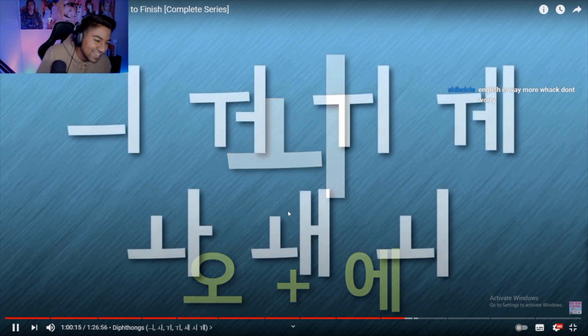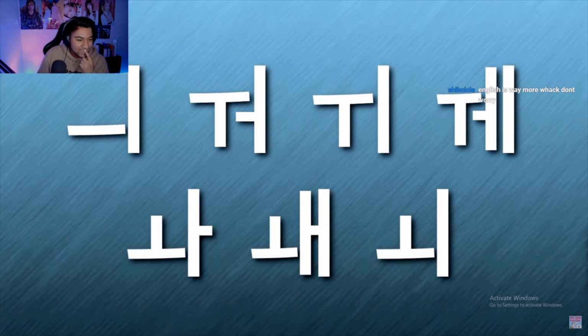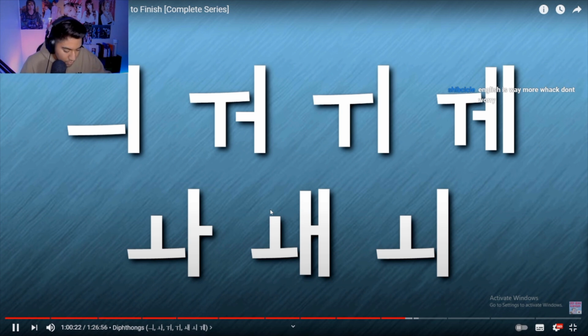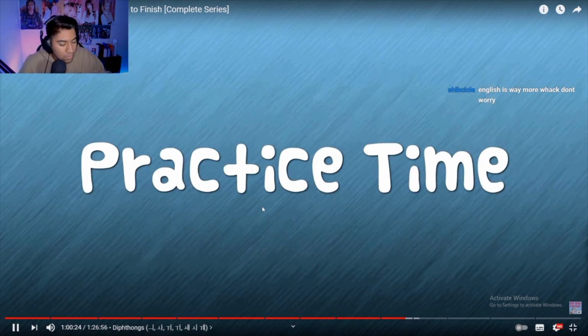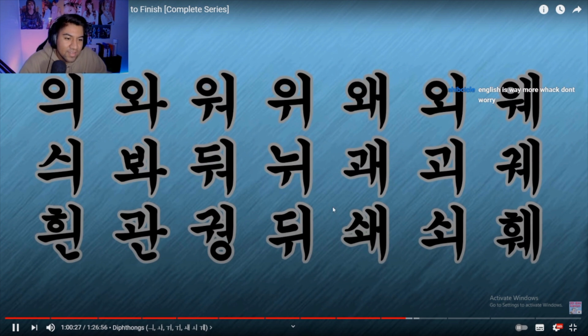Anyways, the way that these diphthongs work is simple, but they'll still take practice to be able to recognize them quickly. Let's do some practice with these diphthongs. All right.